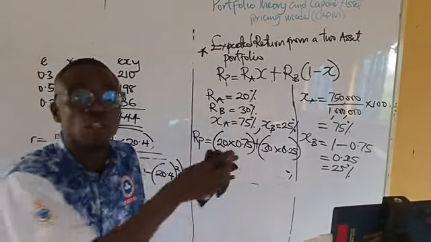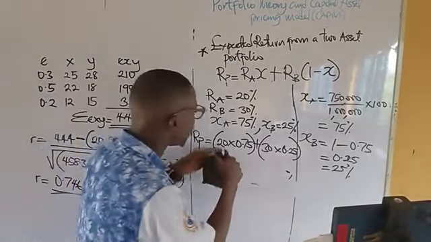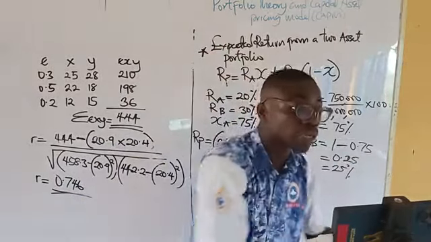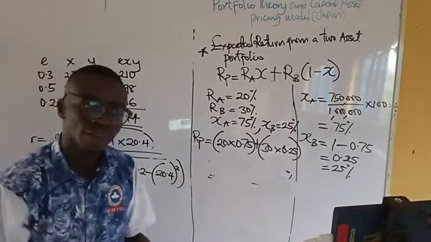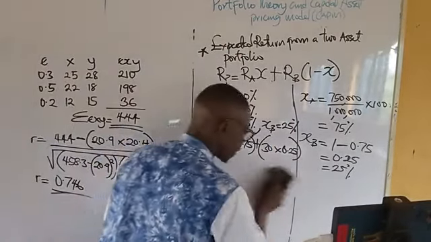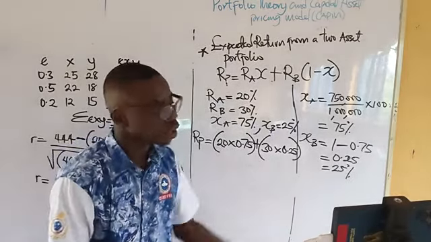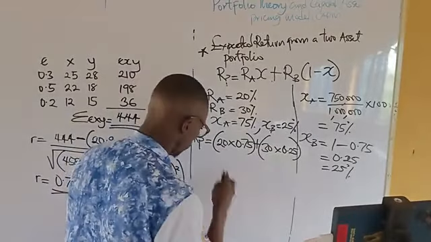So if it is that method you want to follow, multiply 20 times what? 75. Whatever answer you get, you now go and divide by what? 100. You get the same thing. Now, is it clear?